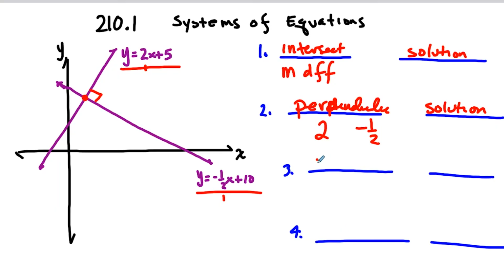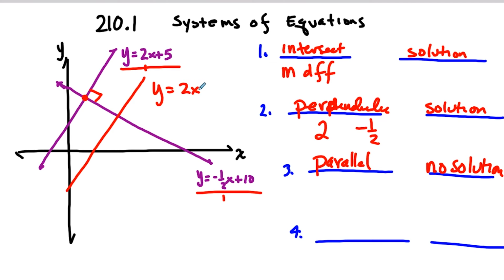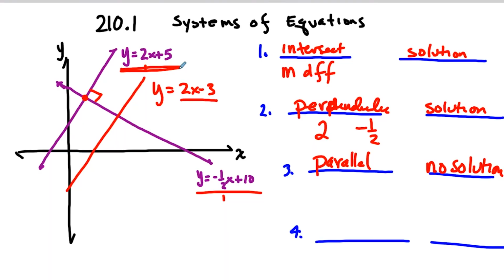The third thing they ask about are parallel lines. Parallel lines don't cross, therefore they have no solution in the xy plane. Let's draw a third line here. Y is equal to 2x minus 3. These two lines, y equals 2x minus 3 and y equals 2x plus 5, are parallel. They don't cross. We know they're parallel because their slopes are equal. They both have a slope of 2.